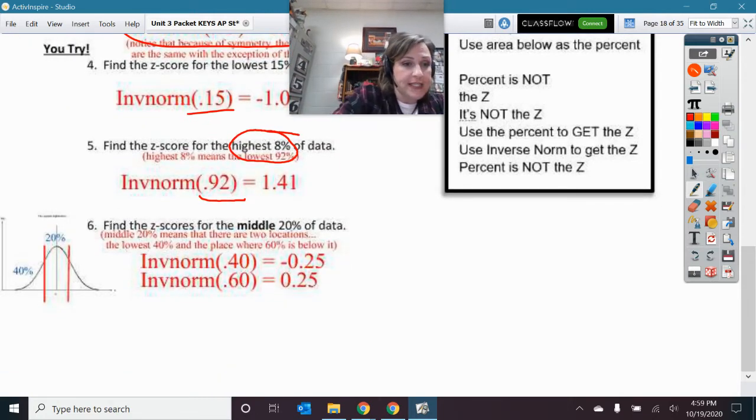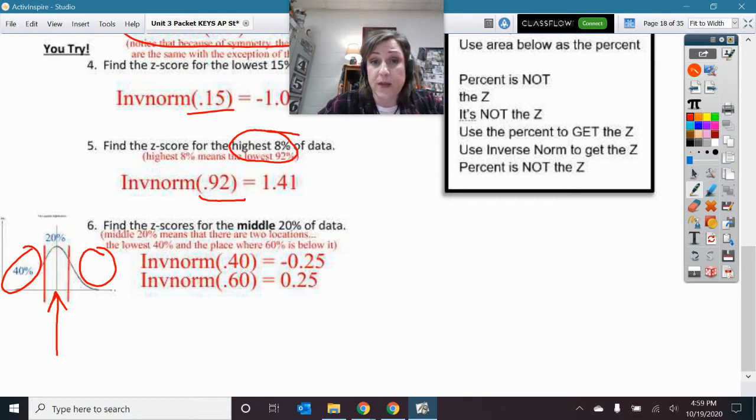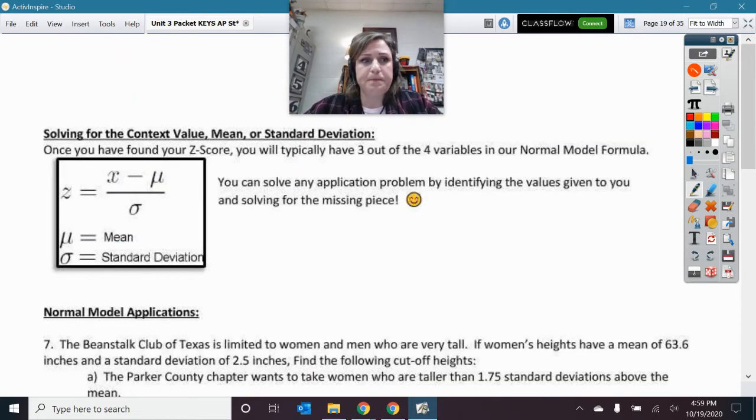So you can visualize, here's what's happening. Look, 20% is in the middle. So if 20% is in the middle, that's 80% split between the outsides. So 40% is in each one of those outsides. All right, so I'm going to inverse norm 0.40, and then I'm going to know that the other side is the positive version of that. And we'll get to this song in a minute. We'll come back to that. So let's take a look at the next page.